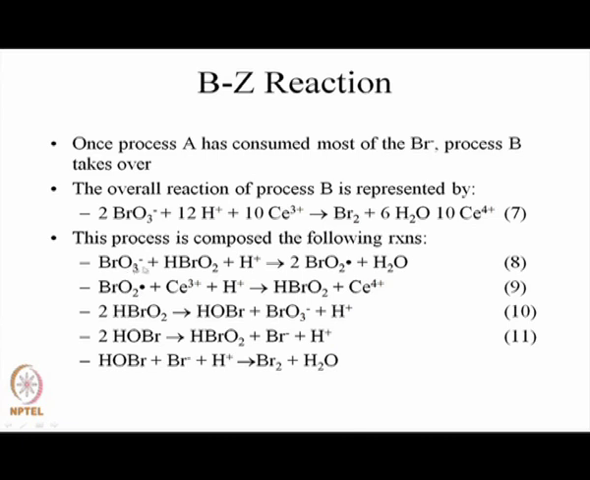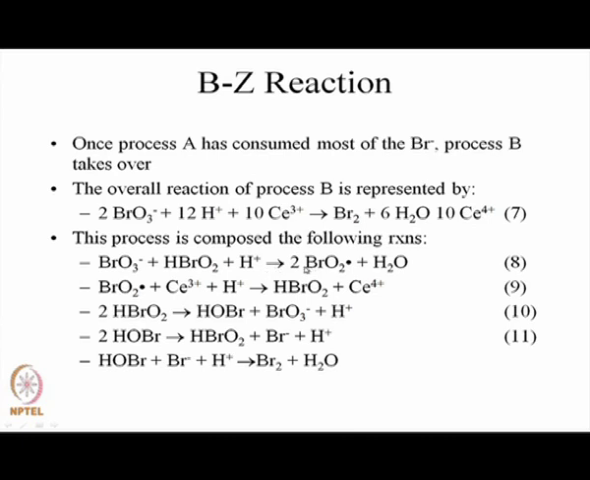Okay. So, one is like BrO3 minus plus HBrO2 giving rise to BrO2 dot, BrO2 plus cerium 3 plus giving rise to ceric, then HBrO2 plus HBrO2 giving rise to HOBr plus BrO3 minus, that is BrO3 minus again comes back, then HOBr giving rise to HBrO2 plus Br minus, and HOBr plus Br minus giving rise to Br2. So, this is a complicated scheme, and of these first two steps involve radicals.